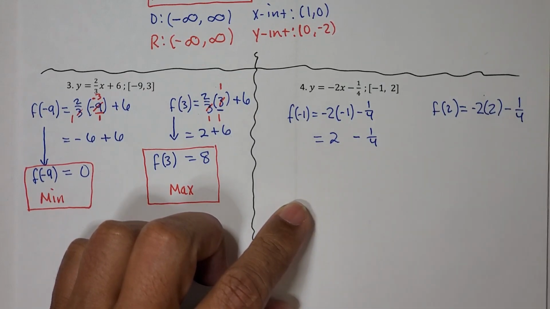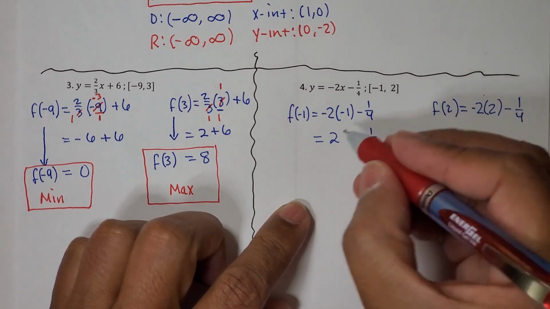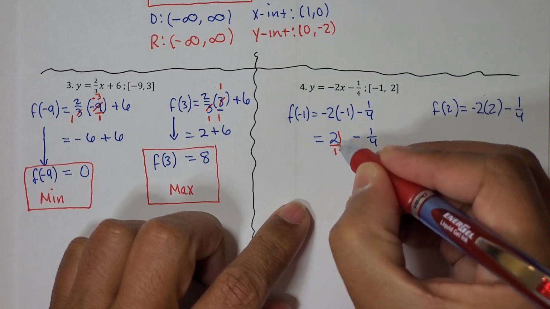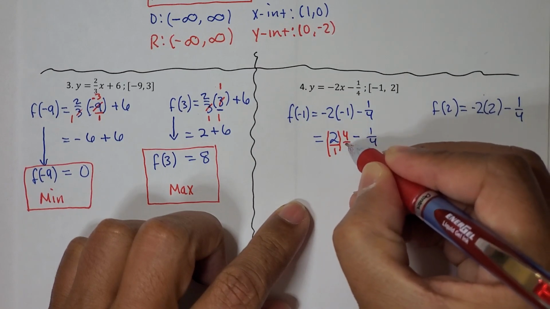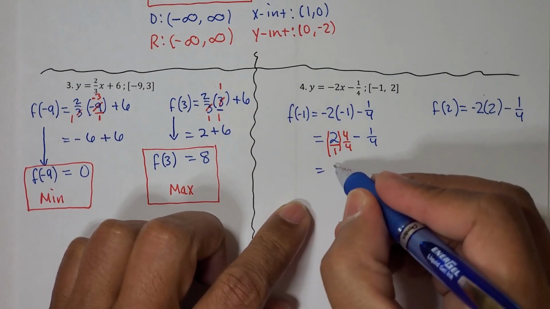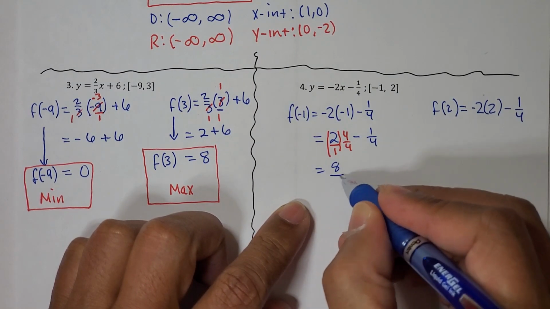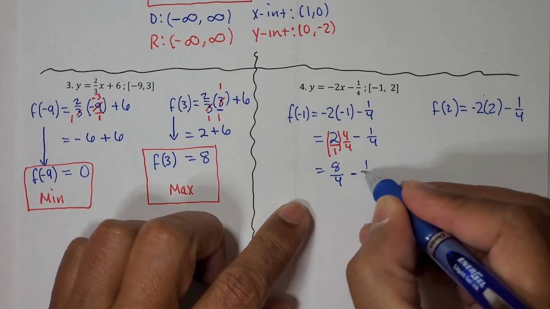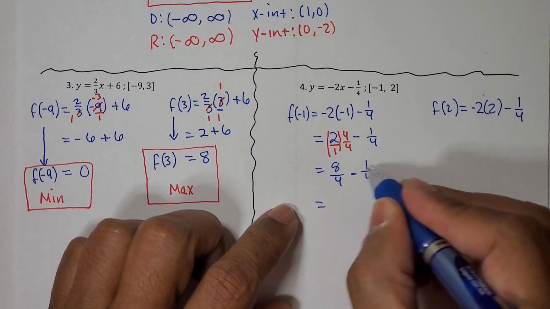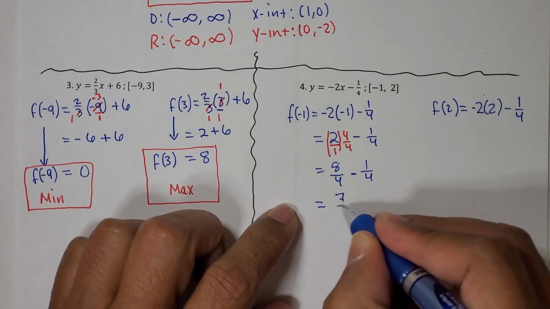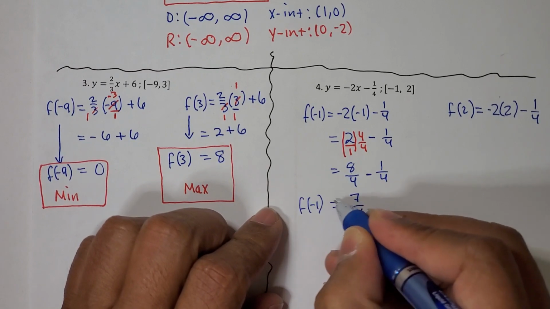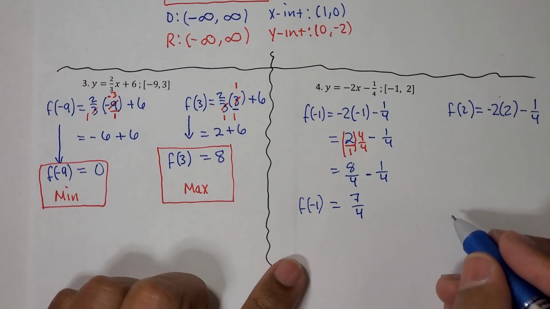And as you know, again, you're going to keep coming back to fractions on this one. This is over 1. I need to have a 4. So that means I need to multiply numerator and denominator by 4. So when we do that, then this becomes 2 times 4 is 8. 1 times 4 is 4. And then minus 1/4. So now we have the same denominator. So then we just subtract 1 from 8. So 8 minus 1 is going to be 7. So this will be 7/4. So f of -1 is equal to 7/4.